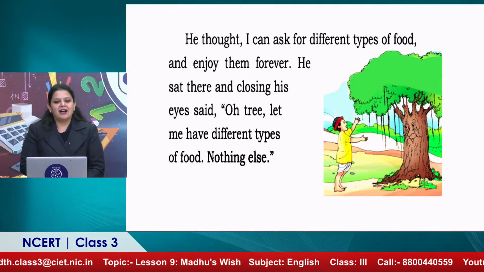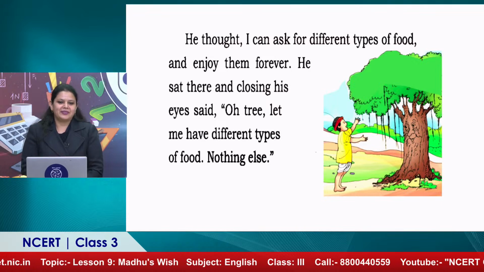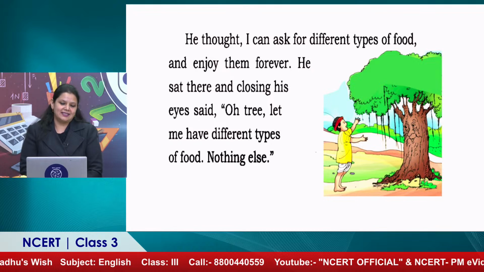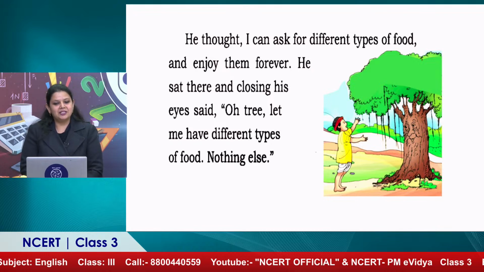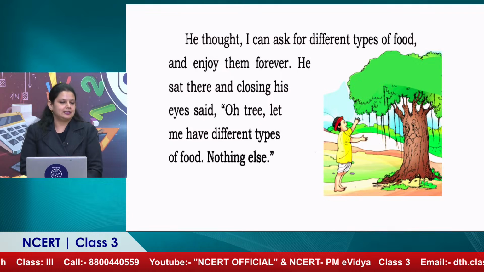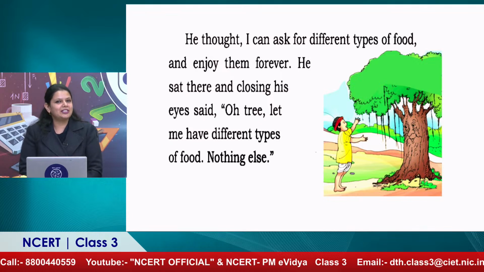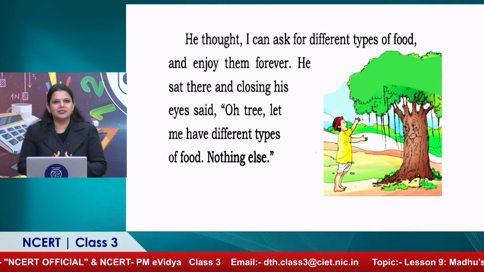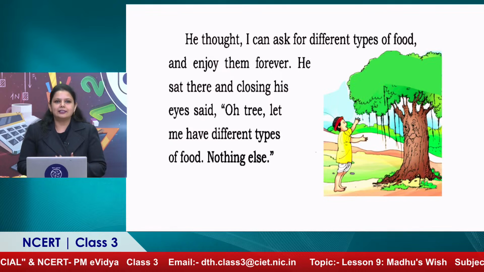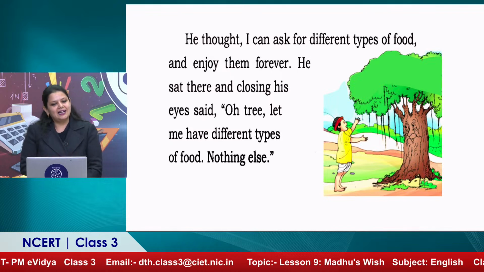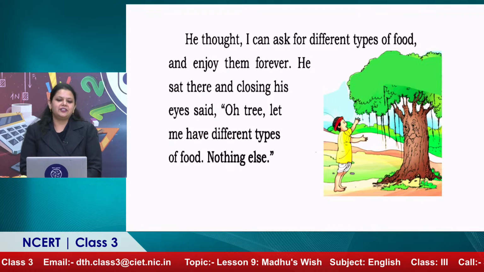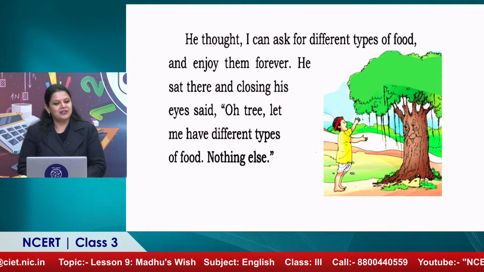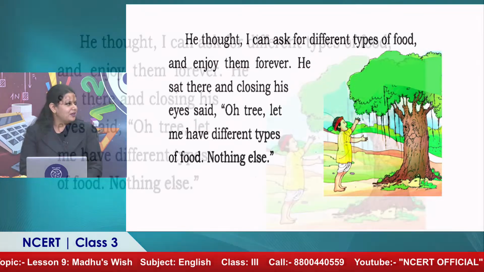He thought, I can ask for different types of food and enjoy them forever. He sat there and, closing his eyes, he said, "Oh tree, let me have different types of food, nothing else." As we know how much he loved his food, he thought that he could ask for different types of foods and enjoy them forever, like never ending. So here I want to ask you, Harpreet ma'am, what would you have asked for?